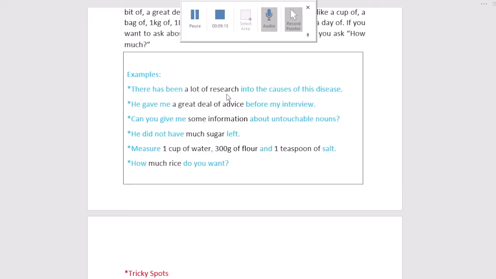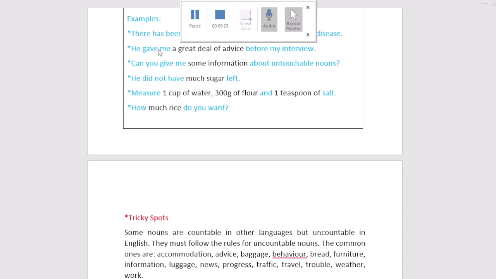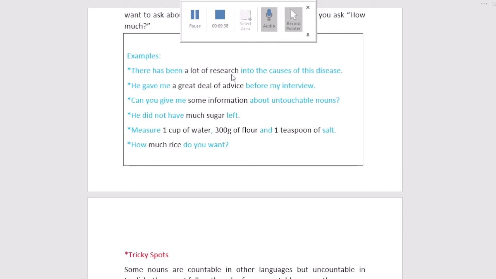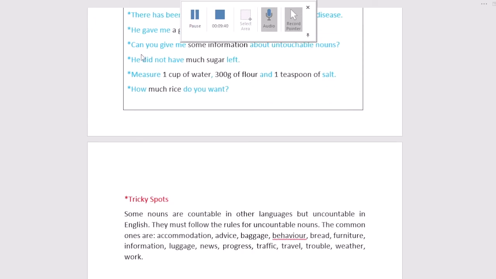There has been a lot of research into the causes of this disease. A lot of research is highlighted here. Right? He gave me a great deal of advice before my interview. A great deal of advice. So advice is uncountable and has no plural form, note that as well. Similarly here, we should not put research in plural form.